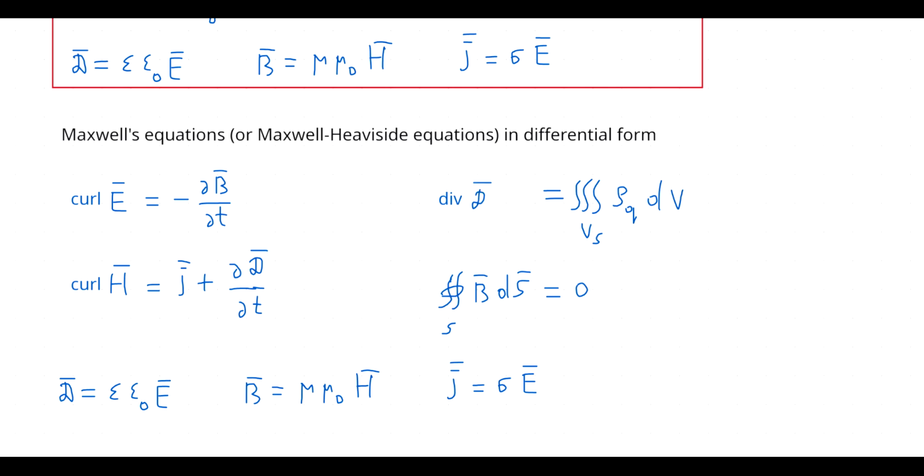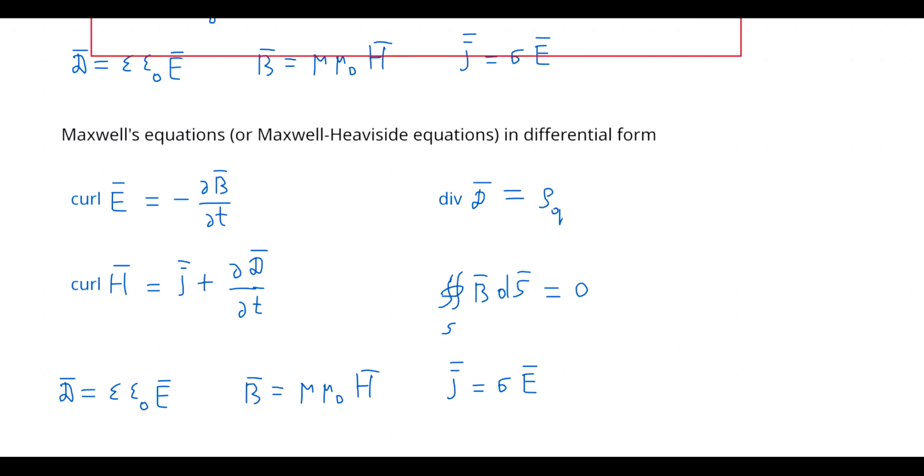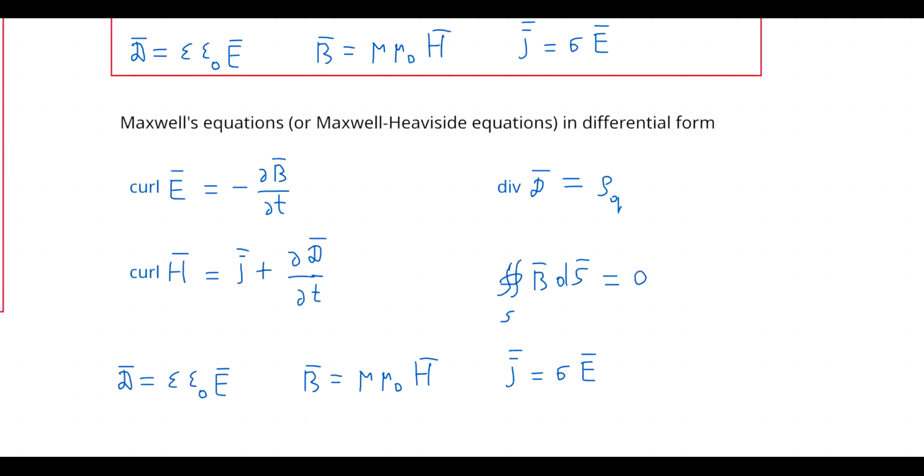And the triple integral should be removed from here. And this is the differential form of Gauss's flux law. And what about this one?